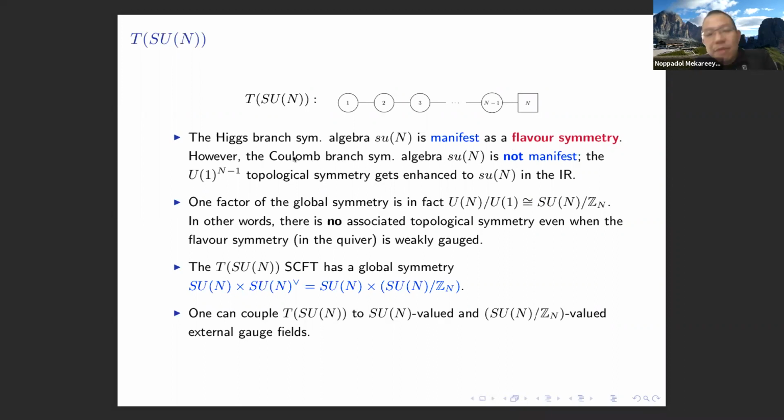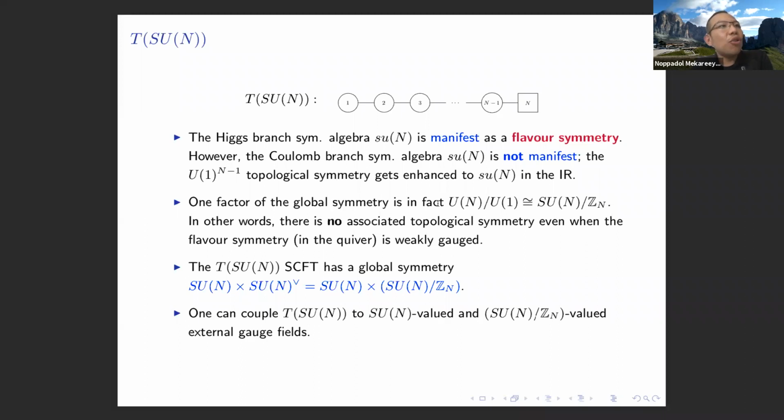Again, let me remind you that the Coulomb branch symmetry you can only see from the description is U(1)^(n-1), because there are n-1 unitary gauge groups. But since the theory is self-mirror, you can expect that it has to enhance in the IR. And indeed, you can check, again with the monopole operators, that there are n^2-1 of them in the infrared, okay?